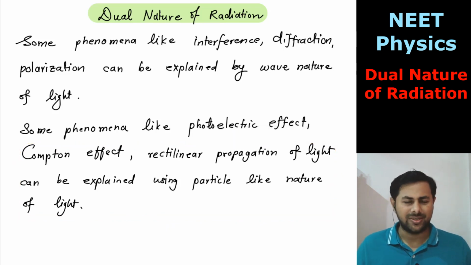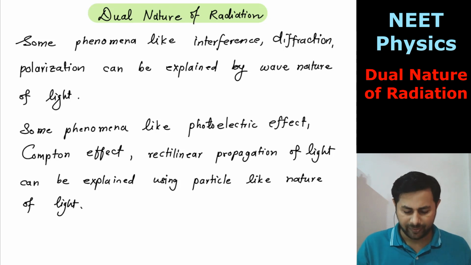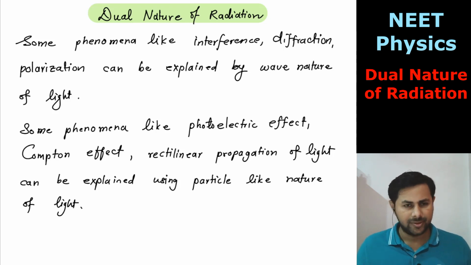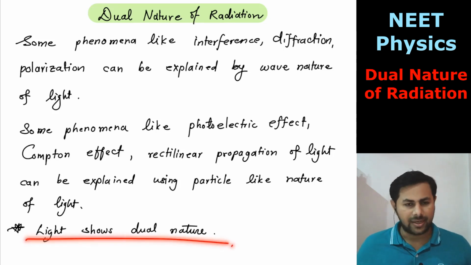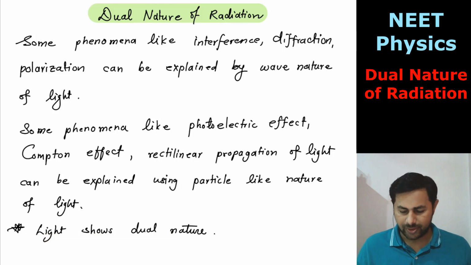So the answer to this question depends on what you are using to probe light. If your experiment involves interaction with waves, then light will behave like waves, and if your experiment involves interaction with particles, then it will behave like particles. So light shows both natures, the wave nature as well as the particle nature. Right, so this is our current understanding. Now we understand that light shows dual nature.